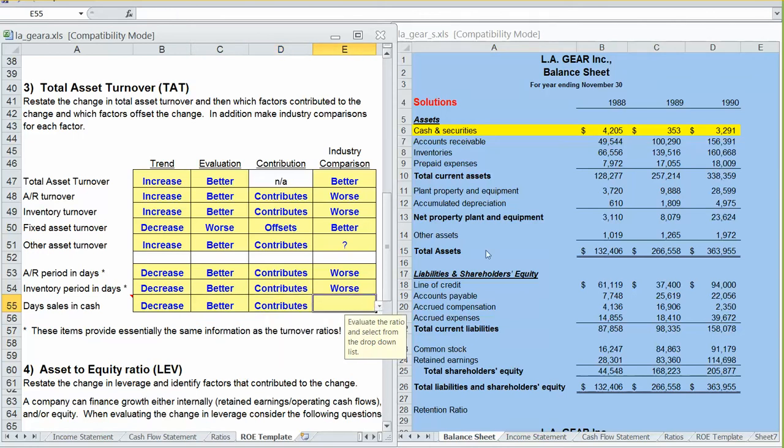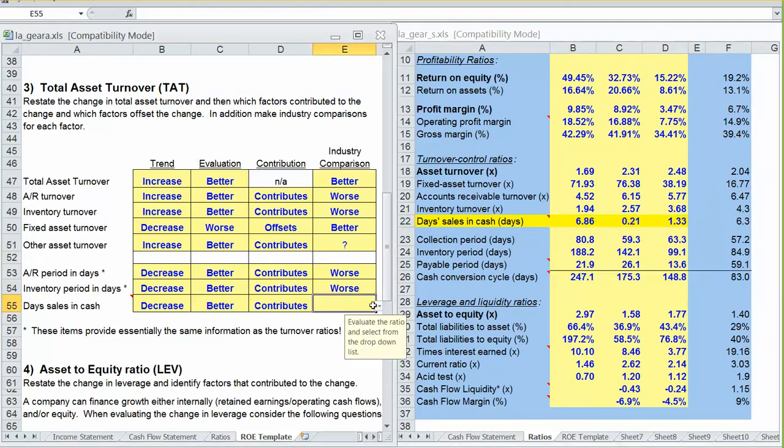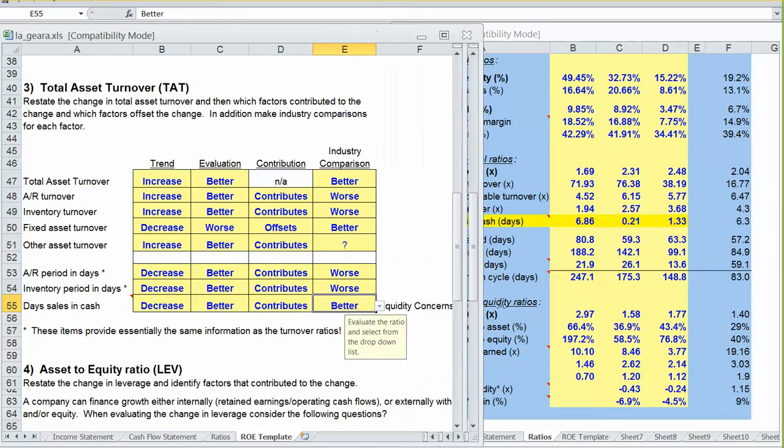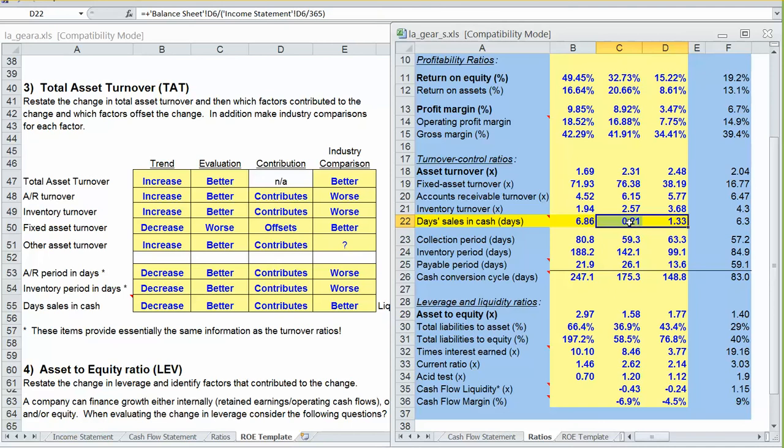In comparison to the industry, we are much better than the industry. Back in 1988, we had about as much cash as every other company has on hand. But now we've got very little cash on hand. So again, from an efficiency perspective, we have gotten much better. But one thing we're going to want to keep in mind is that from a liquidity concern, oh yes, we've got some definite liquidity concerns because we almost ran out of cash the year before last.